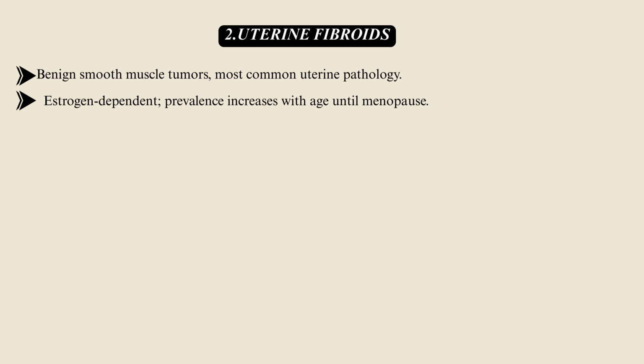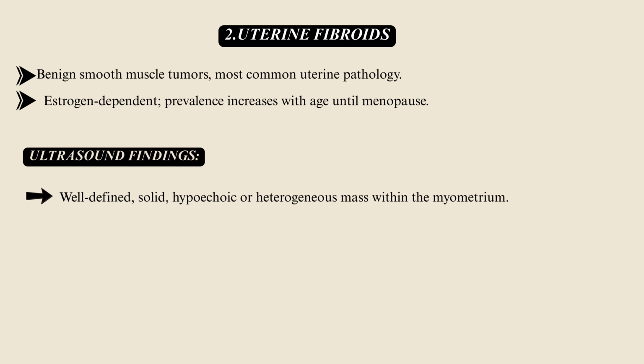Uterine fibroids. They are benign, smooth muscle tumors, the most common uterine pathology. They are estrogen dependent. Prevalence increases with age until menopause. Ultrasound findings: well-defined, solid hypoechoic or heterogeneous mass within the myometrium. They may cause uterine enlargement.